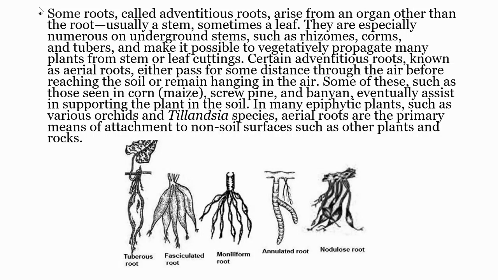Some of these, such as those seen in corn, maize, screw pine, and banyan, eventually arise in support of the plant in the soil. In many epiphytic plants, such as various orchids and Tillandsia species, aerial roots are the primary means of attachment to non-soil surfaces such as other plants and rocks. Here you can see different kinds of adventitious root: tuberous root, fasciculated root, moniliform root, annulated root, and nodulous root.